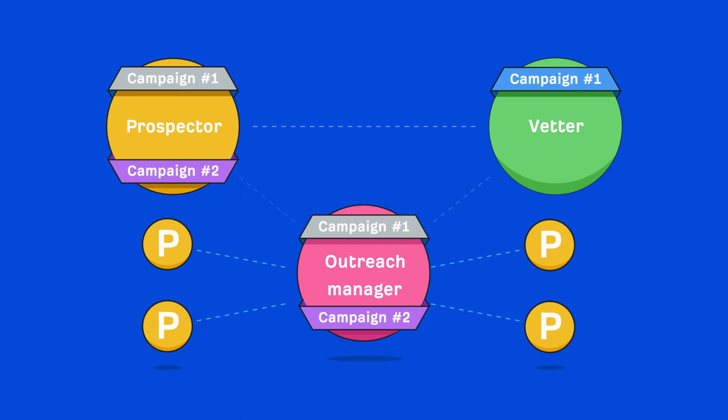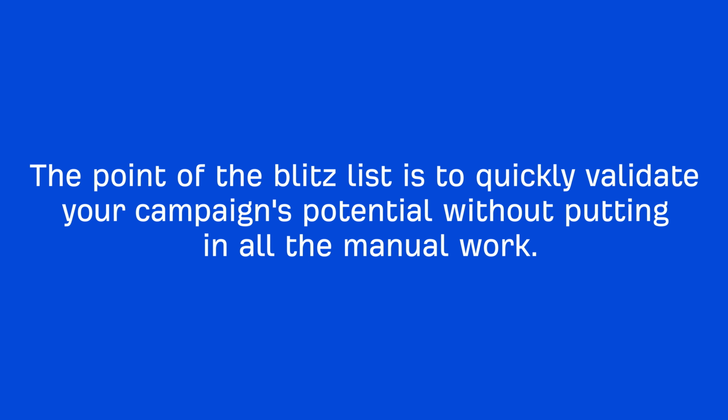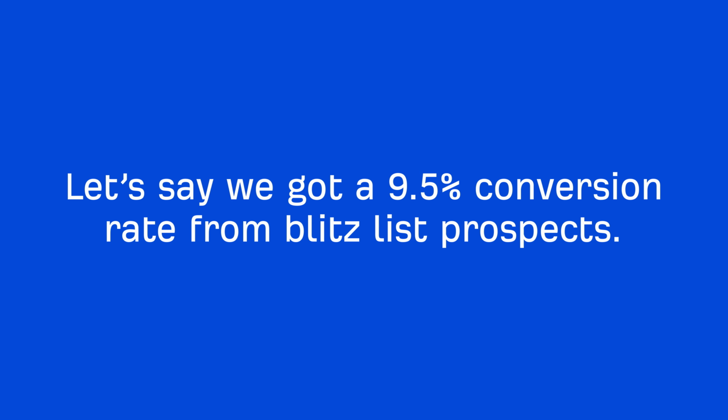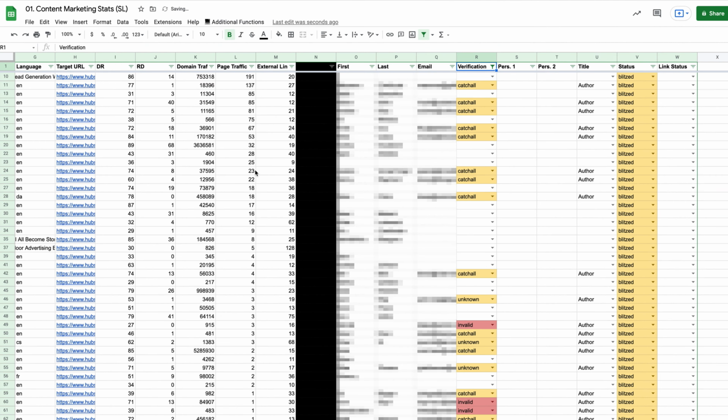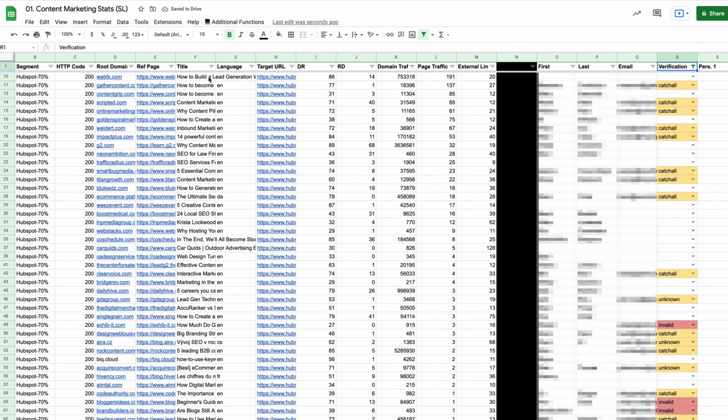Now, as for the vetter, they'll likely work on the next campaign that the prospector has sent, because the point of the blitz list is to quickly validate how successful your campaign might be without putting in all the manual work of finding contacts and vetting URLs. But for illustration purposes, let's say we got a 9.5% conversion rate from blitz list prospects. Assuming that was good in our books, then the campaign is validated. So the vetter would simply go through all the other URLs that don't have a valid status and find email addresses for the ones that are qualified.